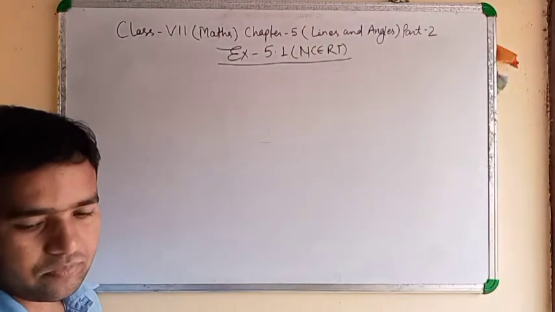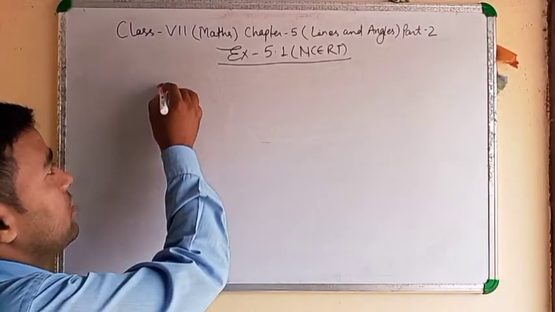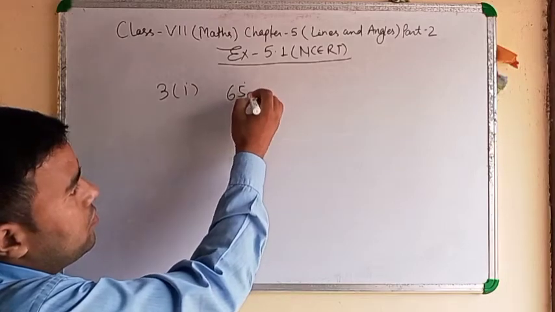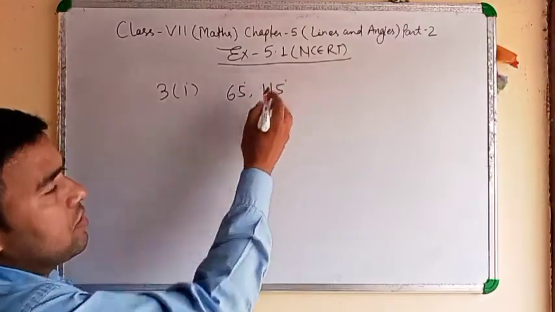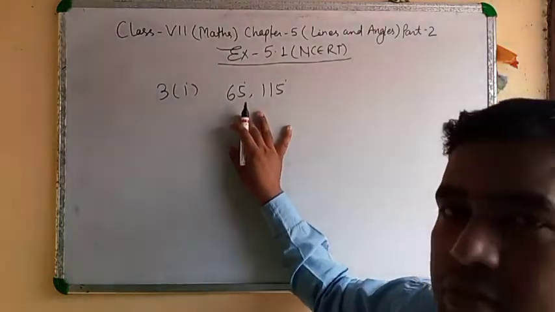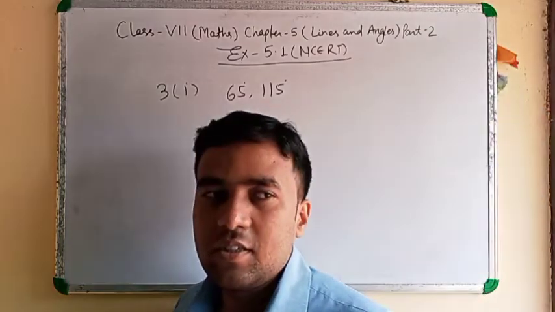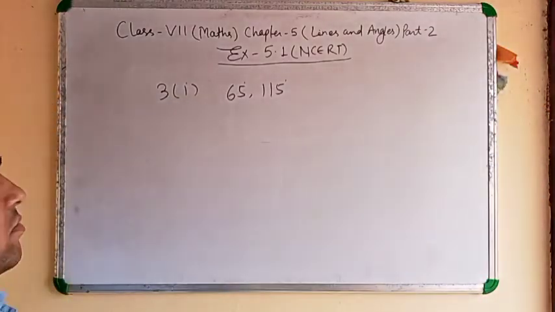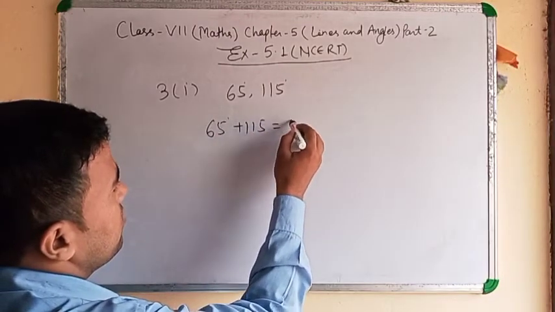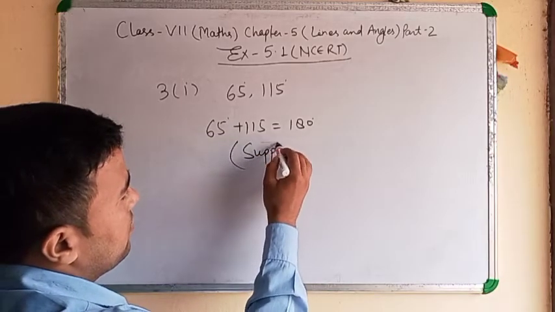Third one, 65, 150. Clear? So you will do plus. When the sum is 180, that is supplementary. When the sum is 90 degree, that is complementary. Means 65 plus 115 equal to 180 degree. It is supplementary.